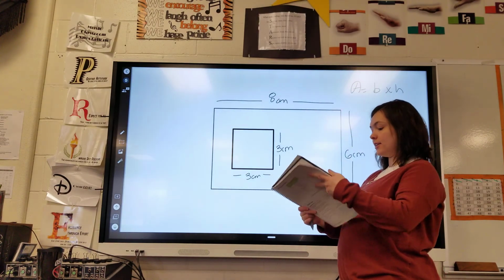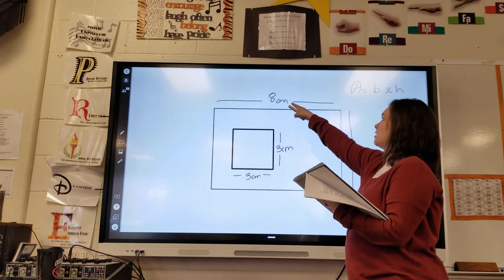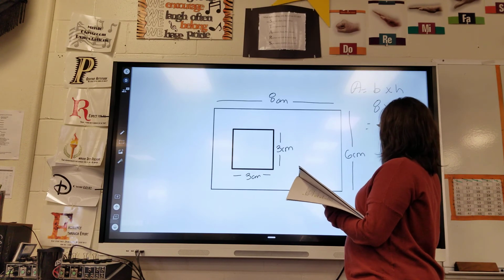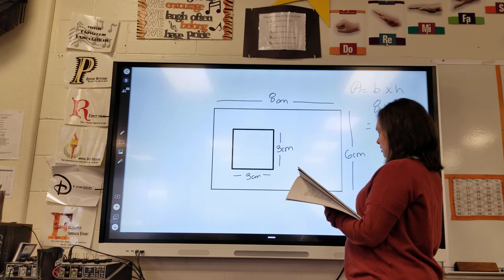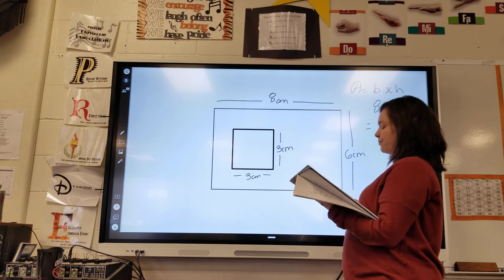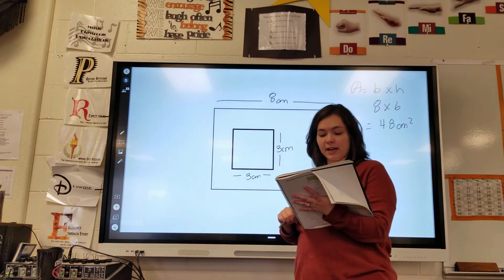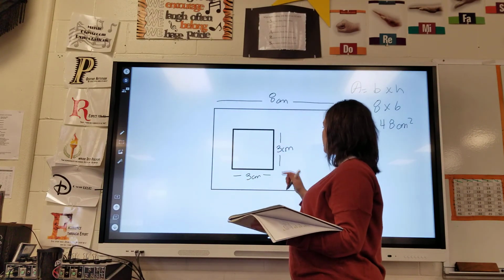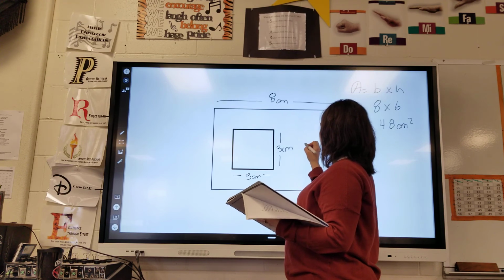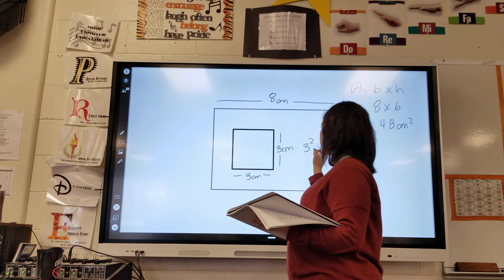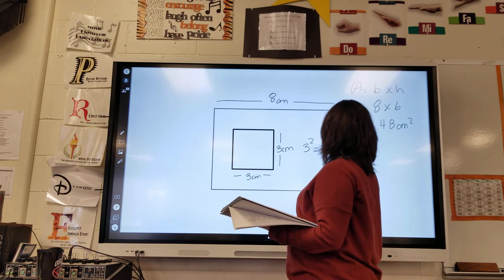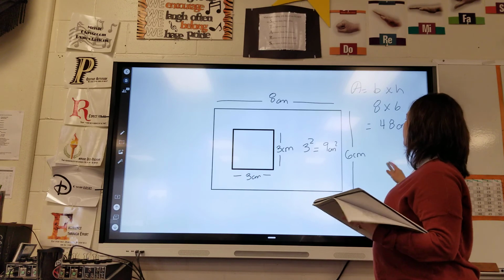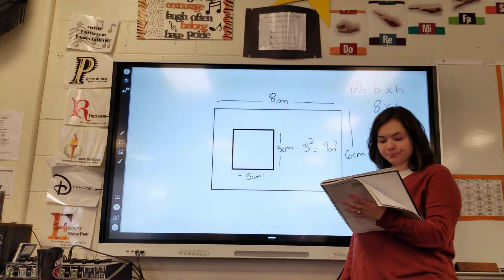So the area of this rectangle, if we took the base times the height, 8 times 6, we would get 48 centimeters squared. If we were finding the area of the square, we basically square the side length. So 3 squared, because 3 times 3 is 9 centimeters squared. So the area of the square is 9, the area of the rectangle is 48.